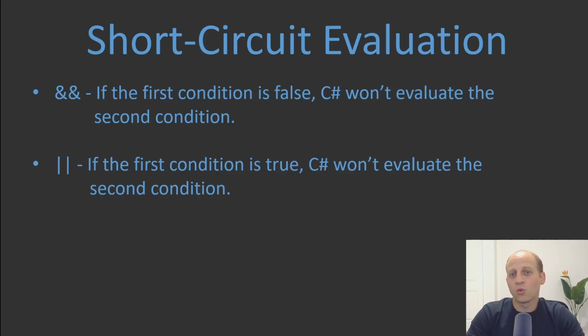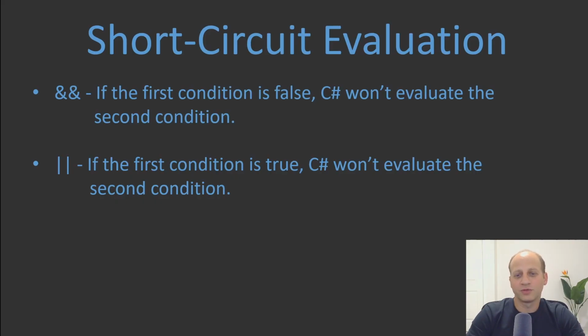The same works with OR, but in this case, if the first condition is evaluated to true, the second one won't be even evaluated because it's enough that one of the conditions is true. So C# won't waste time on the evaluation of the second condition.